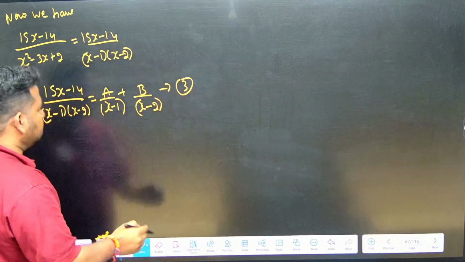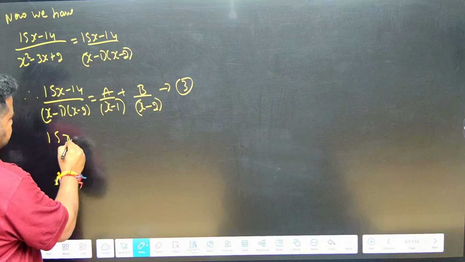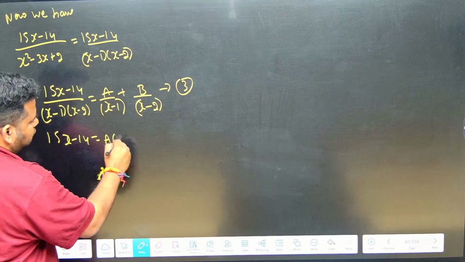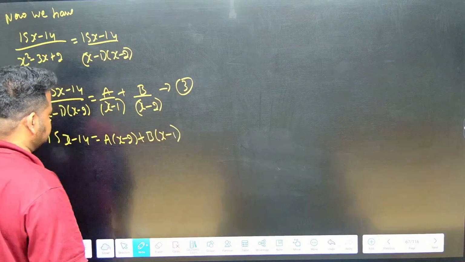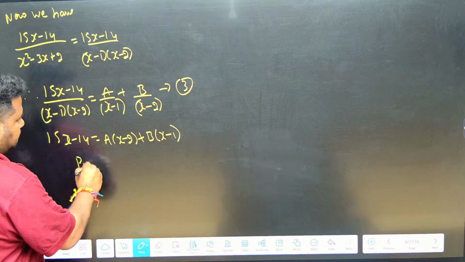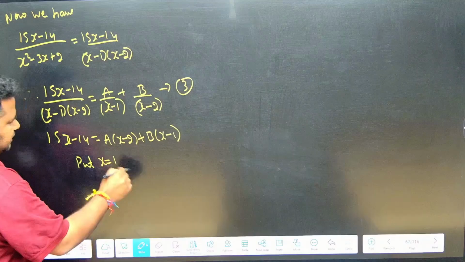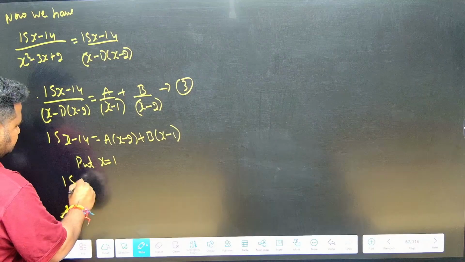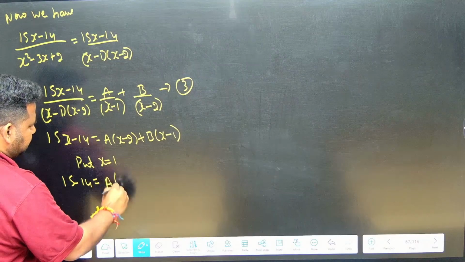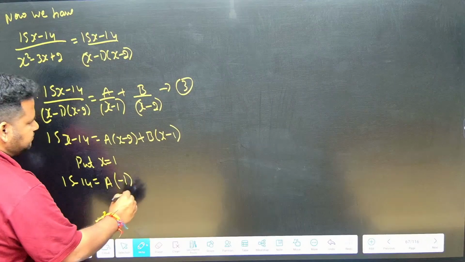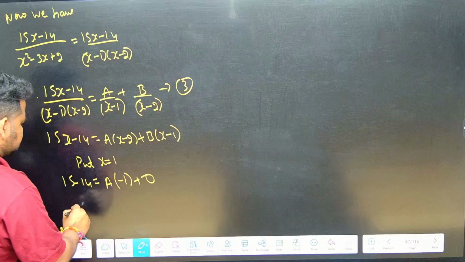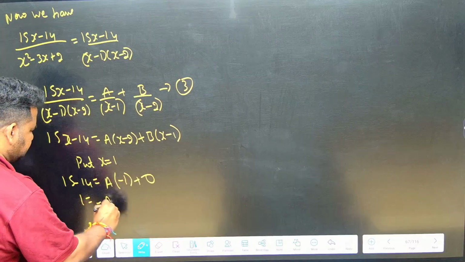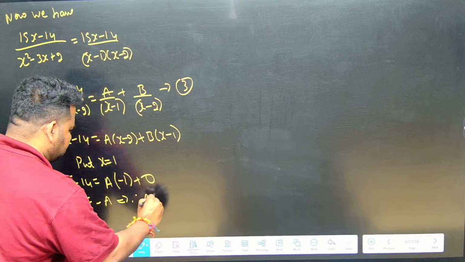Now what I will do? If I take the LCM, I will get 15x minus 14 is equal to a into x minus 2 plus b into x minus 1. Put x is equal to 1. I will get 15 minus 14 is equal to a into 1 minus 2, which is minus 1, plus b into 1 minus 1, which is 0. So 15 minus 14 is 1, so minus a. Therefore a is equal to minus 1.